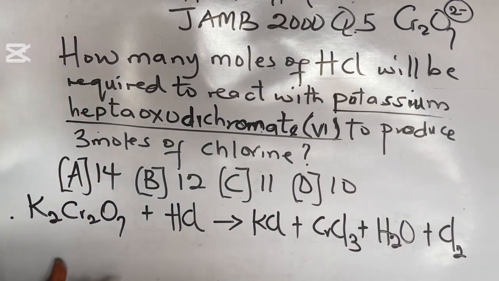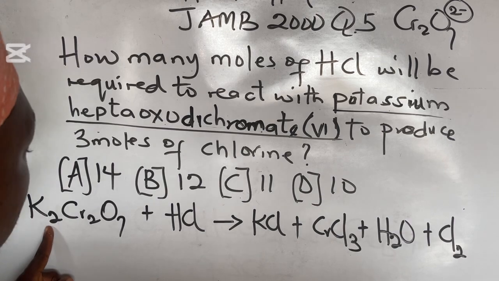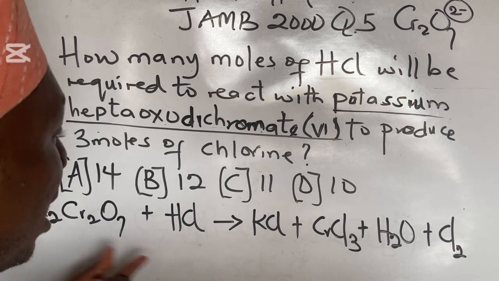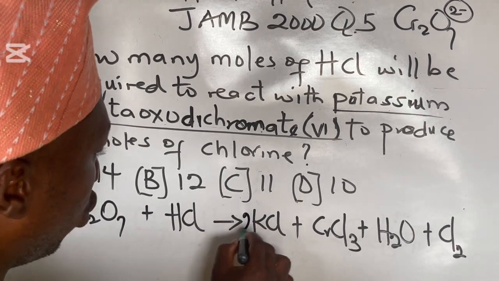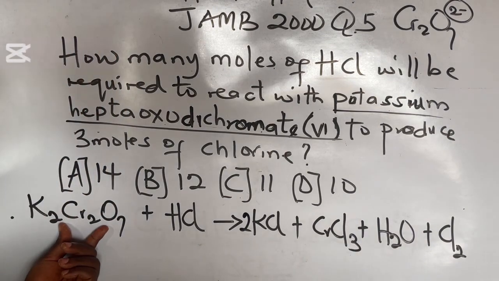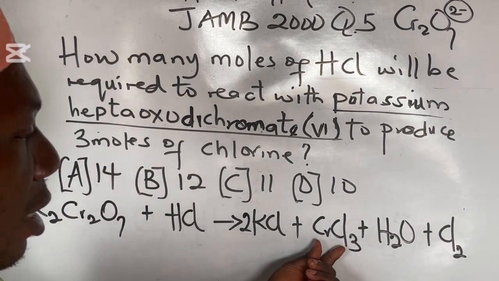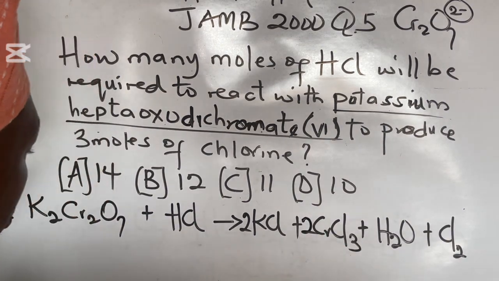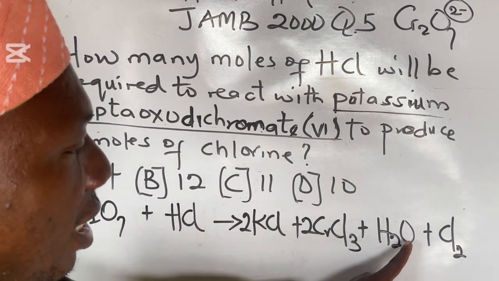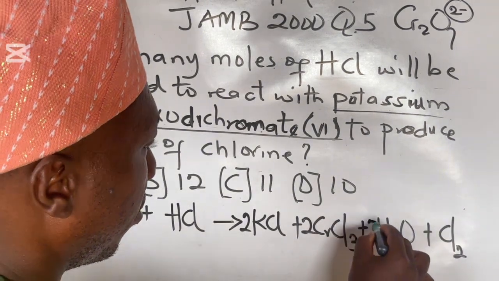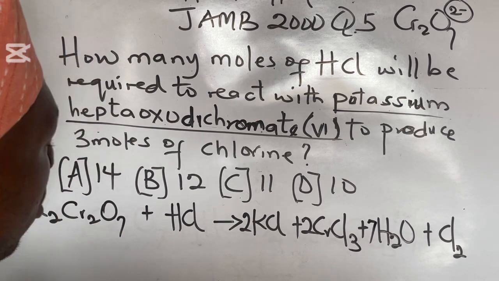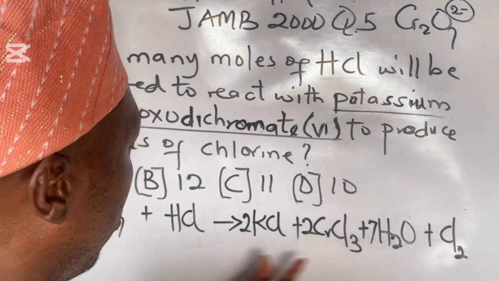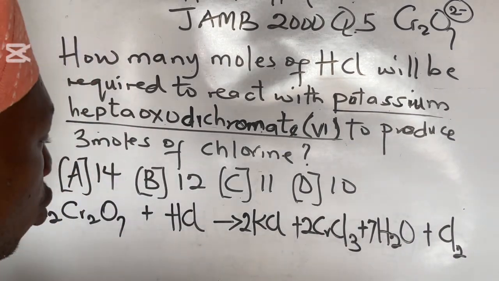So let's balance the equation. Potassium has 2 moles of potassium. This is 2 atoms of potassium, 1 atom here. We have 2 here. Chromium has 2 atoms here, there is only 1 atom. So how do we balance it? We put 2 moles. Oxygen here is 7, oxygen here is 1. We put 7 here. You can see that the total number of hydrogen here is 14, but the total number of moles of hydrogen here is just 1. So we put 14.